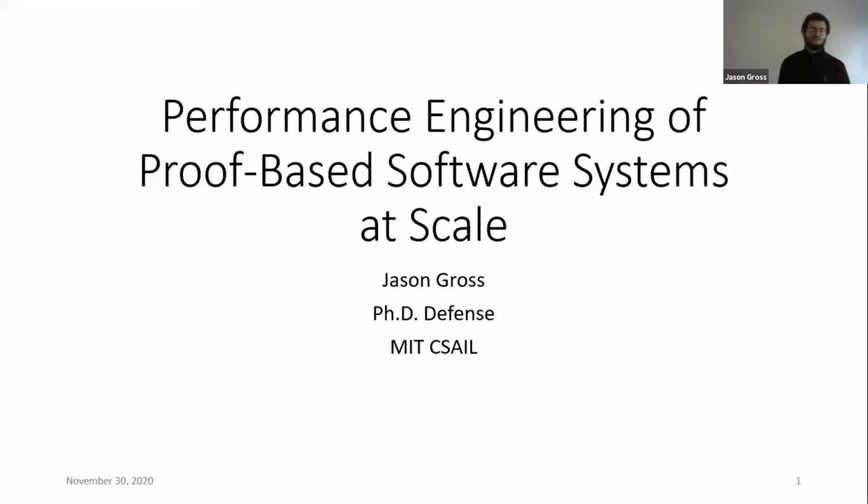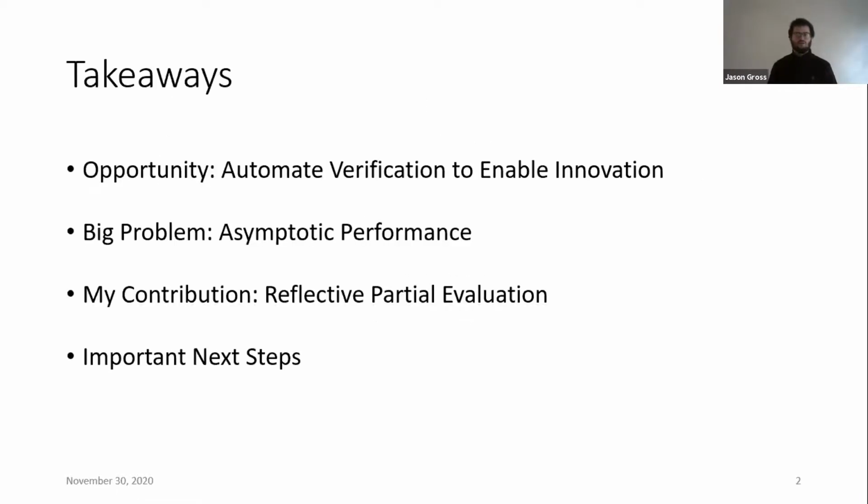I will be defending my thesis titled Performance Engineering of Proof-Based Software Systems at Scale. The things I want you to take away from this talk are that there's an opportunity to automate verification to enable innovation. The big problem in automating verification in interactive theorem provers is asymptotic performance. I will talk about my contribution to solving this problem through my work in reflective partial evaluation, and I'll conclude with what I see as important next steps for the field of verification.